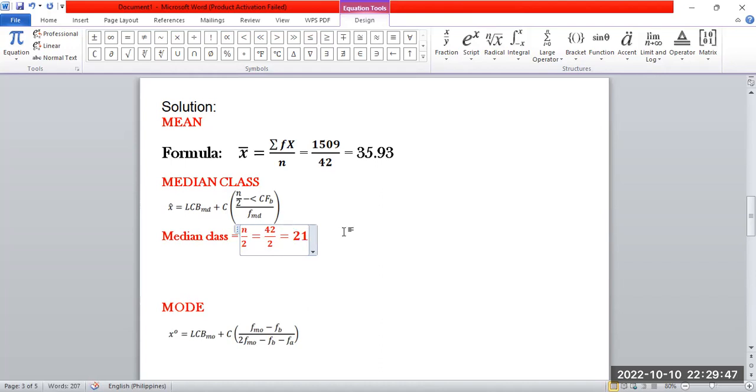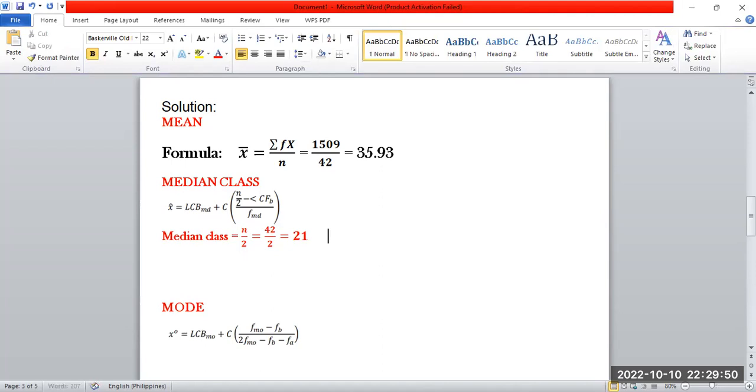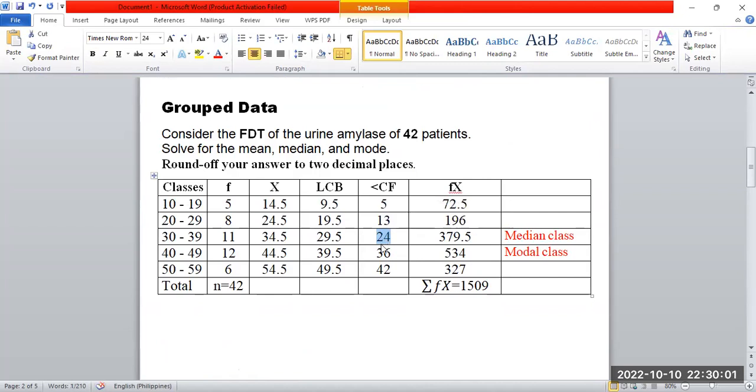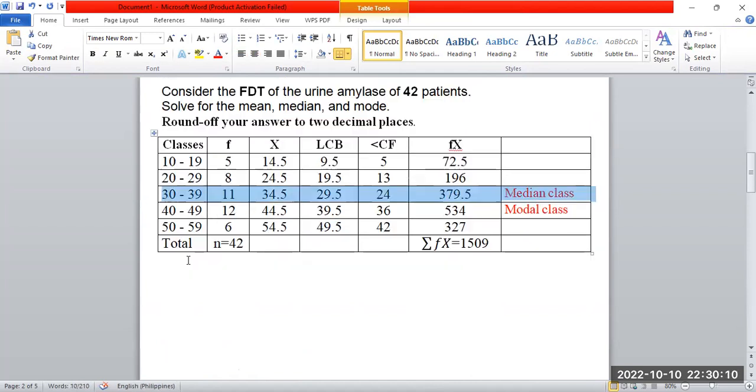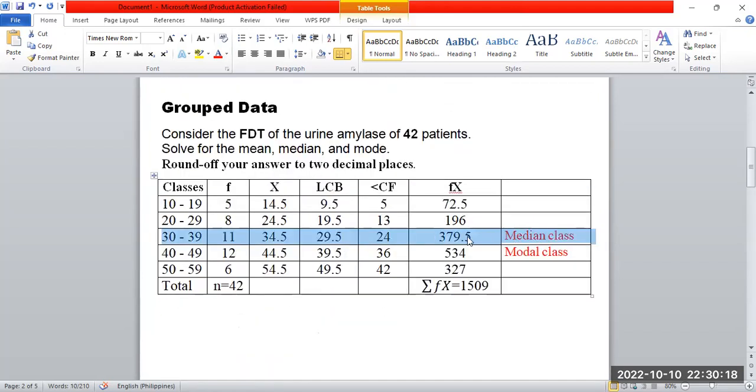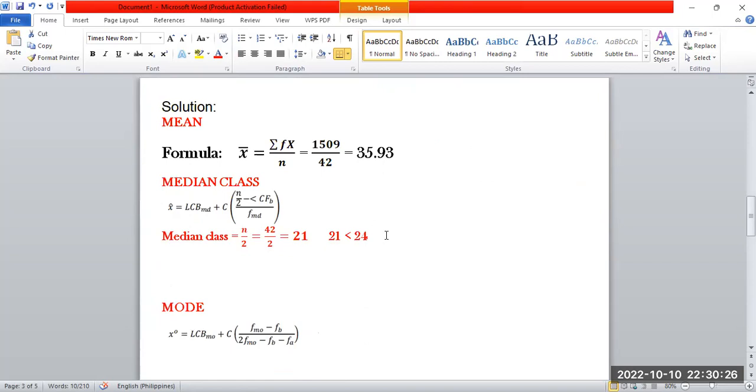And, diba, 21 is less than 24. Asan si 24 sa cumulative frequency? This one. So ang kukunin natin later on, ito yung nasa median class natin, diba? Ang kailangan natin is the less than cumulative frequency before the median class, which is 13. Yun yung gagamitin natin later on.